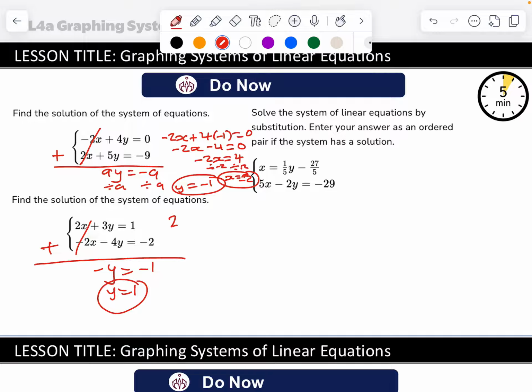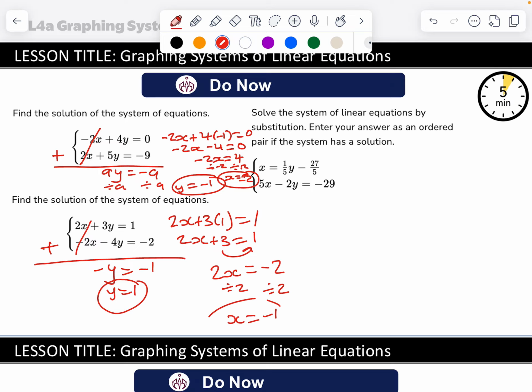Put that into any of them. 2x plus 3 times 1 equals 1. 2x plus 3 is 1. Bring the 3 over here, so you're going to subtract the 3. So 1 minus 3 is going to give you negative 2. Divide both sides by 2, and then x is going to equal negative 1.